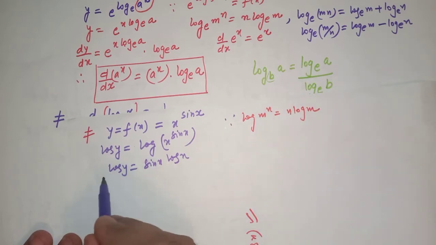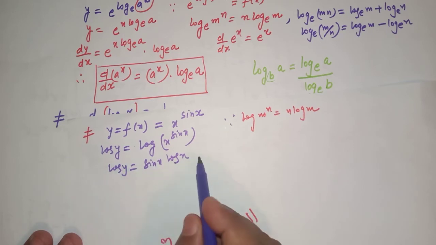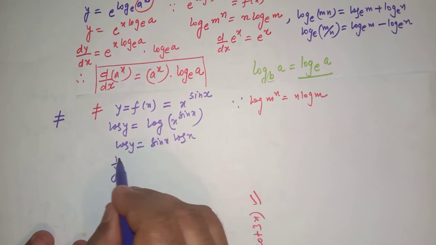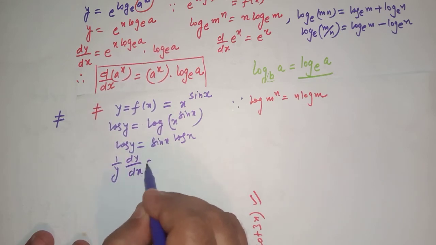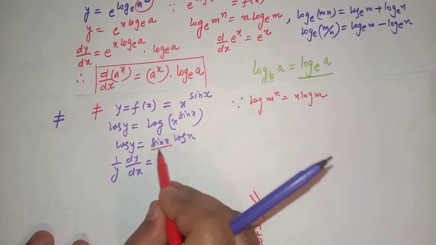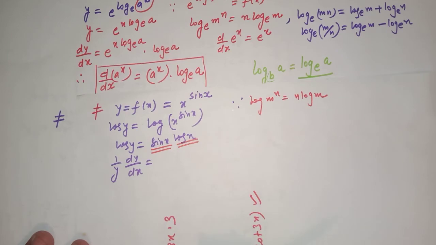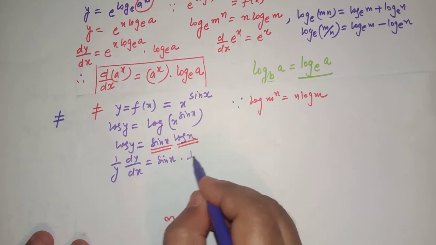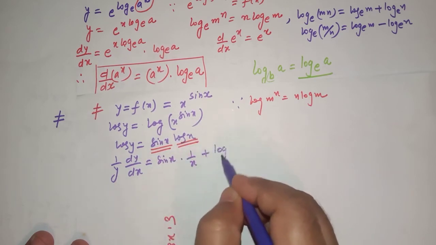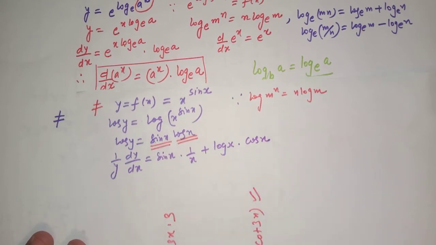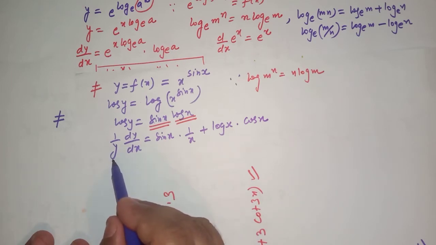So now differentiate both sides with respect to x. So here we'll have 1 over y dy over dx. Now here we have sin x log x. So this is the product of two functions. So we'll apply the product rule for differentiation. So this is first function. Derivative of log x is 1 over x. Then second function, derivative of sin x is cos x. Clear?